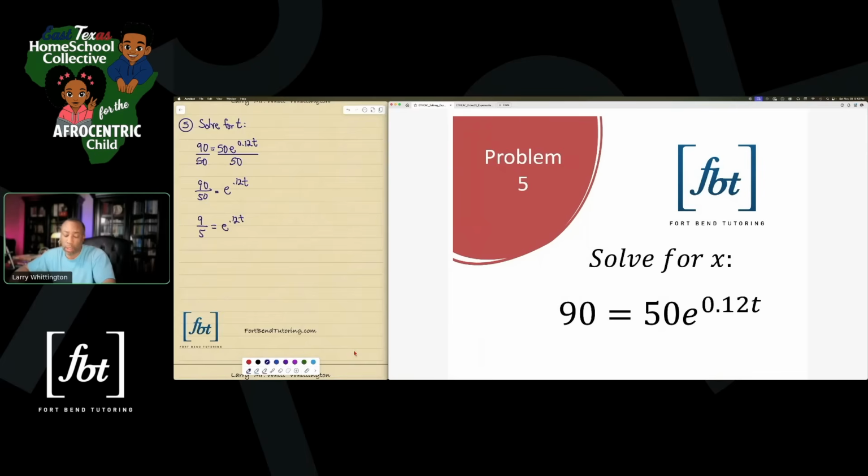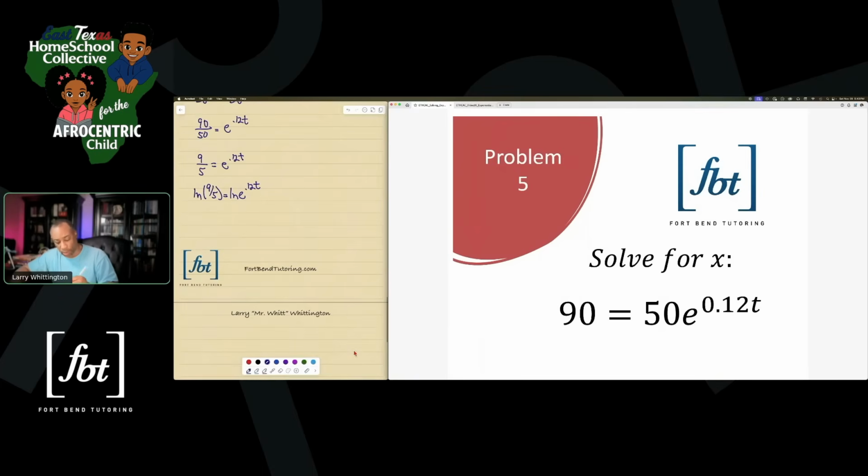From here, what we can do is use the natural logarithm to get rid of Euler's number and bring that exponent down on the right side. So I'm going to have the natural log of 9/5 equals the natural log of e to the 1200s t. And what happens on the right side is the natural log and the e will cancel out. And you'll be able to bring down that 1200s t, which equals the natural log of 9/5, just like that.